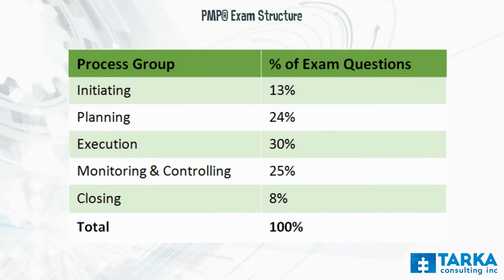Here's a list of each process group and the percentage of exam questions that will relate to it. Initiating is worth 13%. Planning is worth 24%. Executing is worth 30%. Monitoring and controlling is worth 25%. And closing is worth 8%.